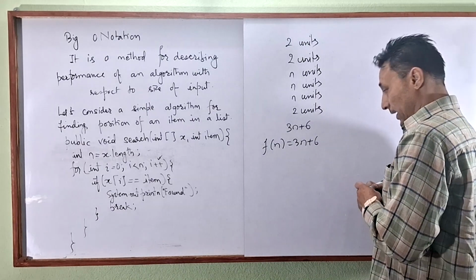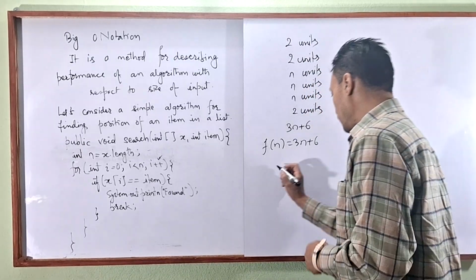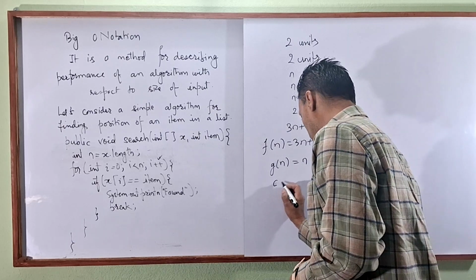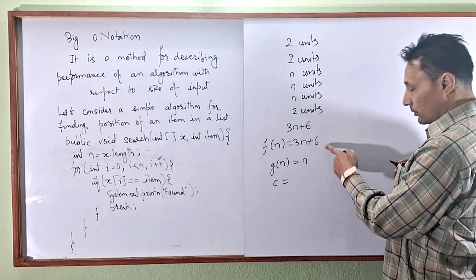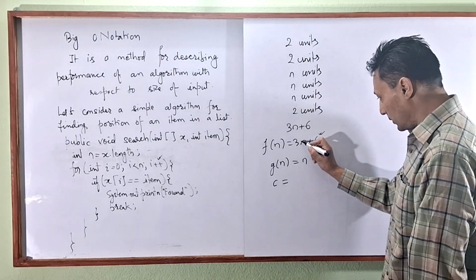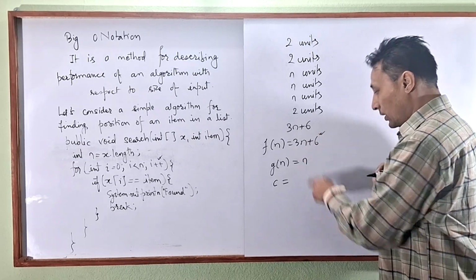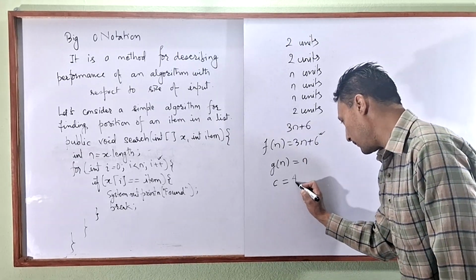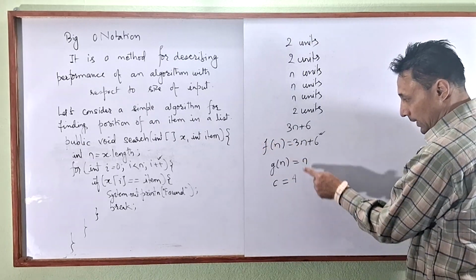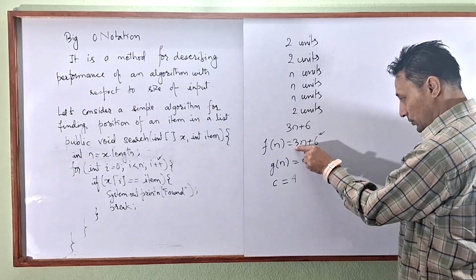Now in order to check the big O notation of this algorithm or method, let's suppose g of n is equal to n. Now we have to consider c. In big O notation we will not be considering the constant term. We will be using only the term with the variable. Here n is the variable. Here we have 3, so we will be taking 4 for the value of c, because c times g of n is supposed to be greater than f of n. So we are taking the value 4, which is greater than 3, the coefficient of n.